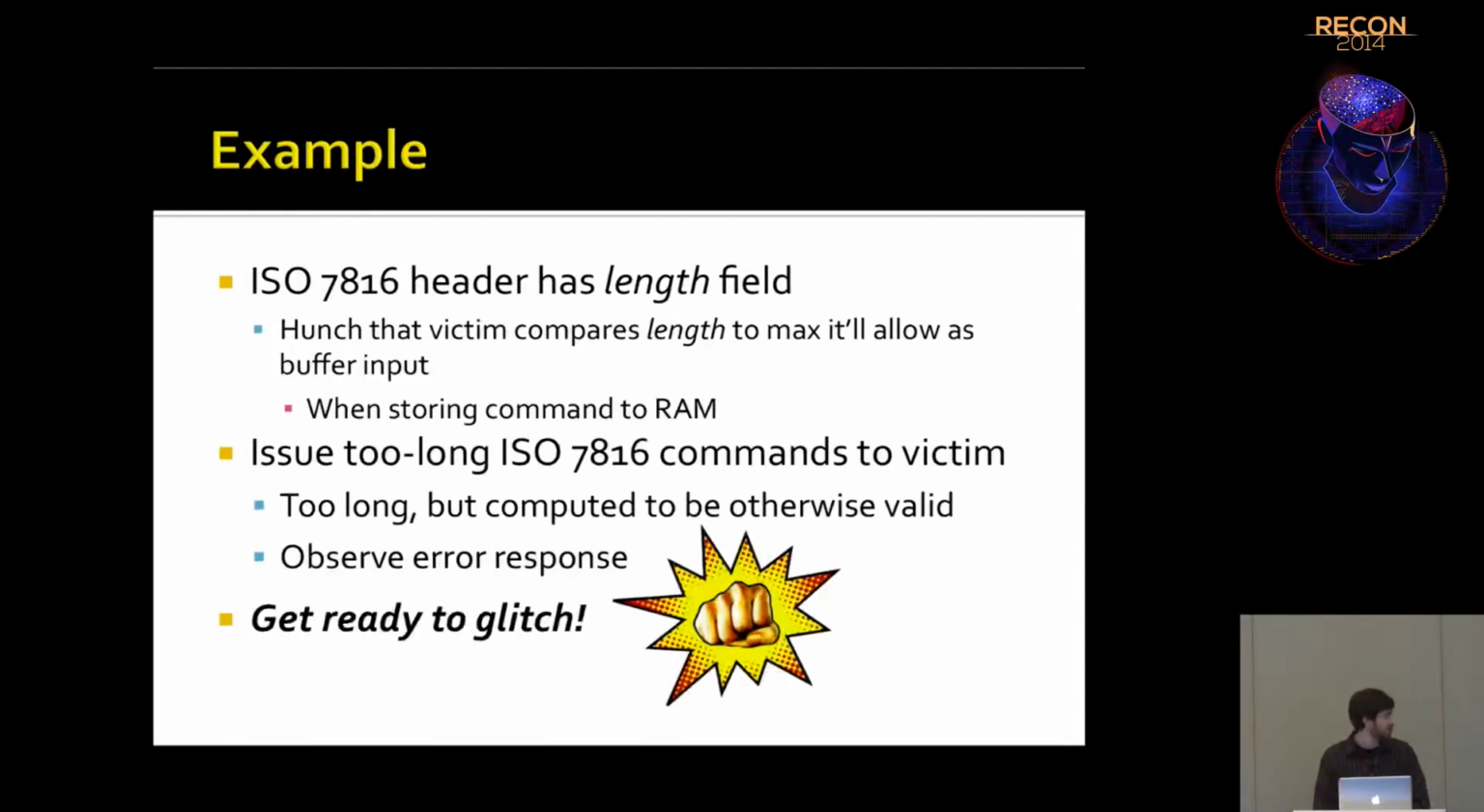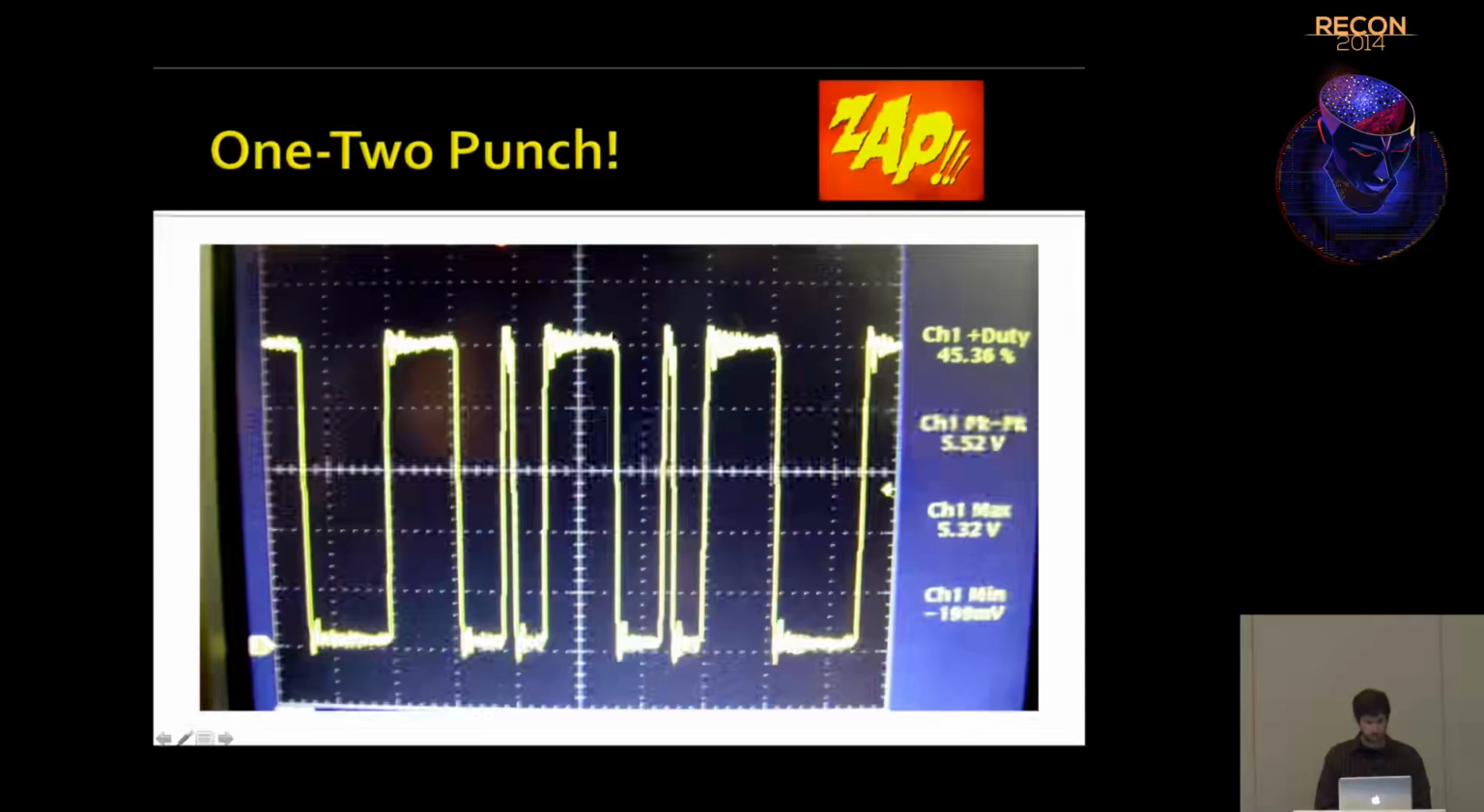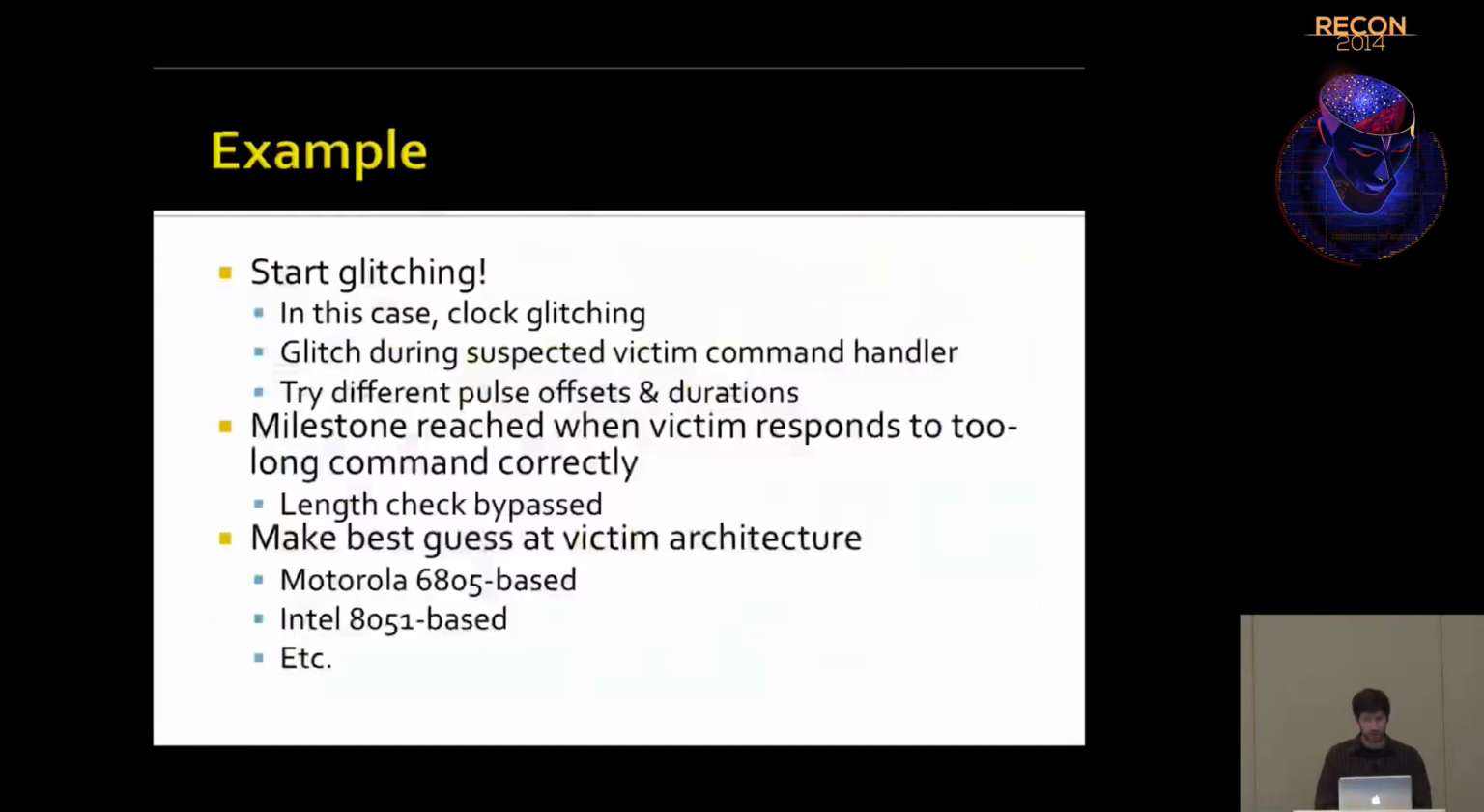And then this is to the point where I'm ready to start glitching. So as I'm sending in these commands, I hit it with basically the first sucker punch, which you can see is you've got your nominal clock envelope, and then you've got your tiny little glitch in the middle. Or you can do the 1-2 punch where you hit it a couple times with the tiny pulse in the middle. And so this was clock glitching.